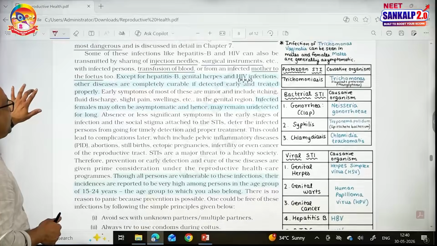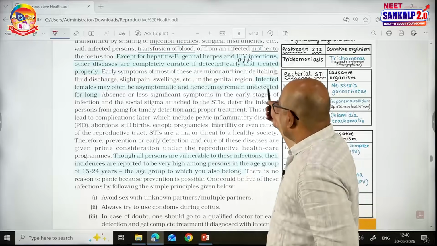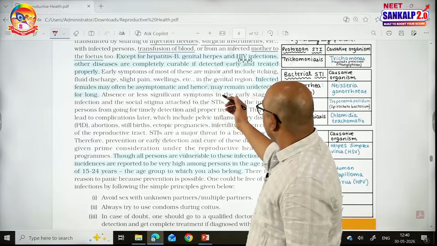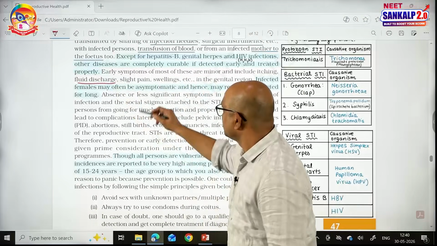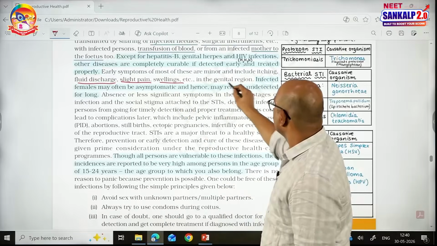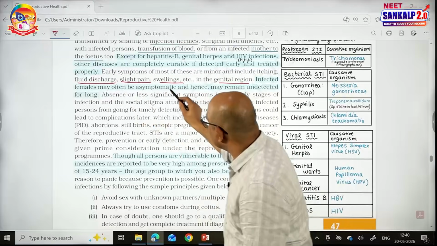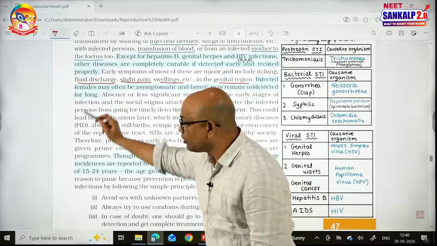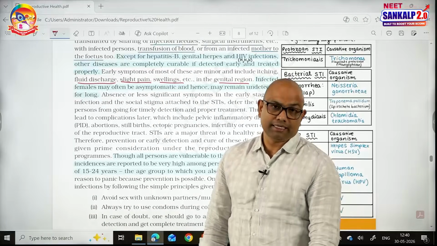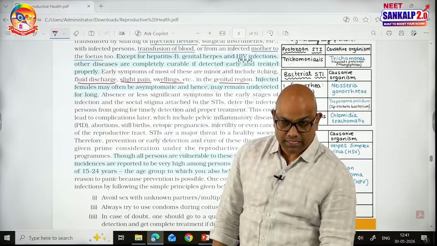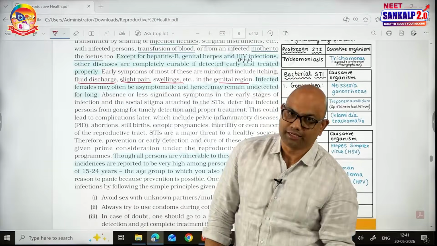See, the other points related to the STDs is the infected females. See, the early symptoms of STDs includes fluid discharge, slight pain, swelling in the genital regions. One more important point, infected females may often be asymptomatic and hence may remain undetected for long. So when they are undetected for long and they are not having initial symptoms, then suddenly complications can arise.